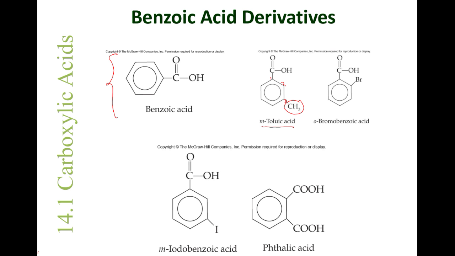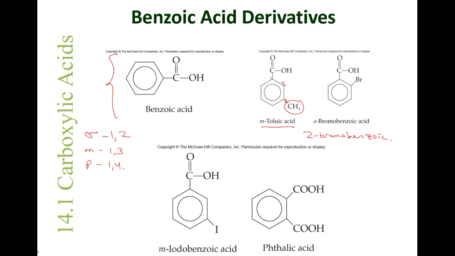Also, if you named that 2-bromobenzoic acid, that would be acceptable as well. Okay, so just as a refresher, ortho is for 1,2 substitution, meta is for 1,3 substitution, and para is for 1,4 substitution. So the last two examples are meta-iodobenzoic acid. I think that one's pretty self-explanatory.